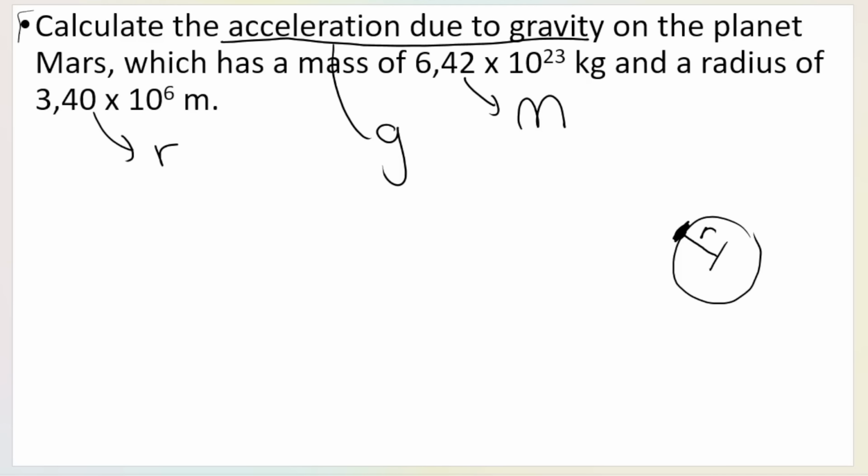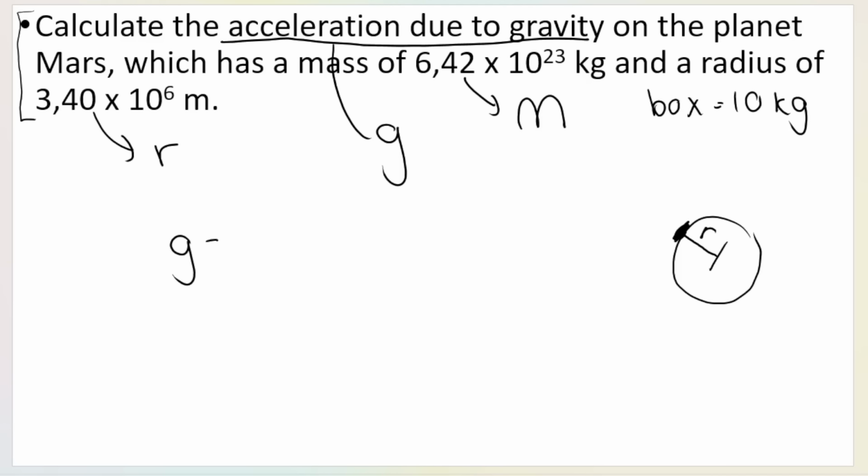Now, to make this question more difficult or to throw you off, they could give you an additional mass that does not matter. So for example, they could say that there's a box standing on Mars and the box has a mass of 10 kilograms, and they could ask you for acceleration due to gravity.